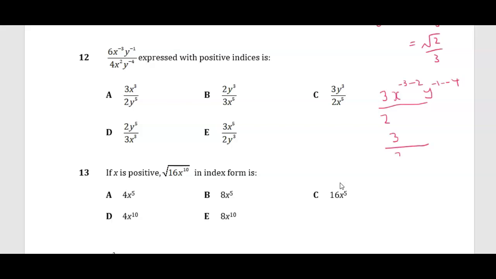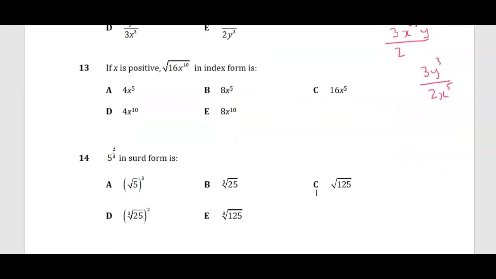So the 3 and the 2 stay. x to the -5. Then y to the -1 plus 4 is 3. So we're going to have 3y cubed on top. And the x, because it's a negative power, goes down the bottom. So 2x to the power of 5. So where are we with that one? C.